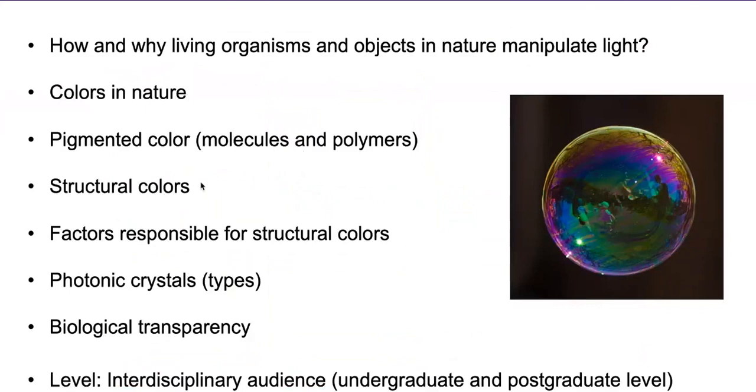Then we go into another way colors are produced in nature, that is structural color, essentially optical nanostructures. And we discuss some of the details of the factors responsible for structural colors. And we go on to discuss a little bit more about photonic crystals and optical transparency.